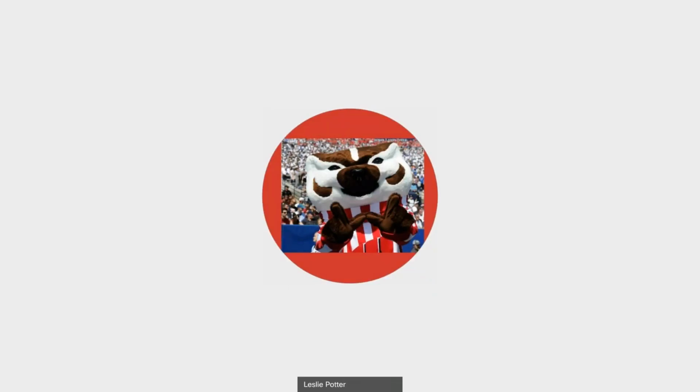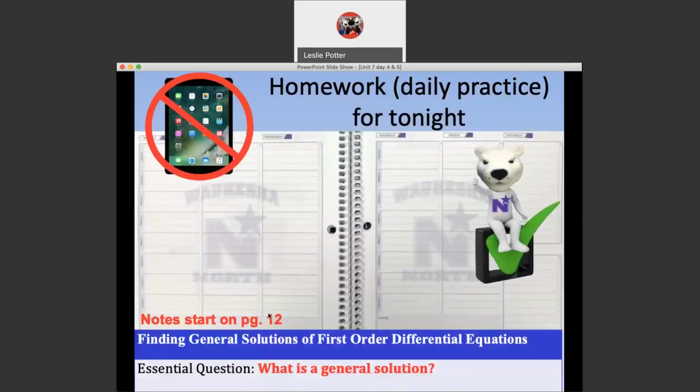Unit 7, Day 4. Start on page 12 of your packet. We've been talking a lot about slope fields, and we know that slope fields are basically derivatives. So what we're going to do is find the general solution of those slope fields, or those differential equations. And we focus on first order differential equations.